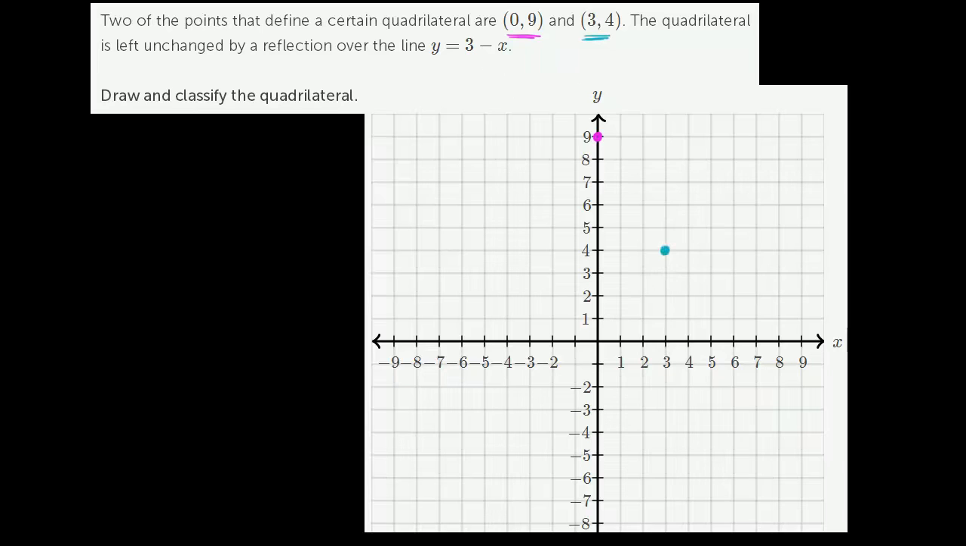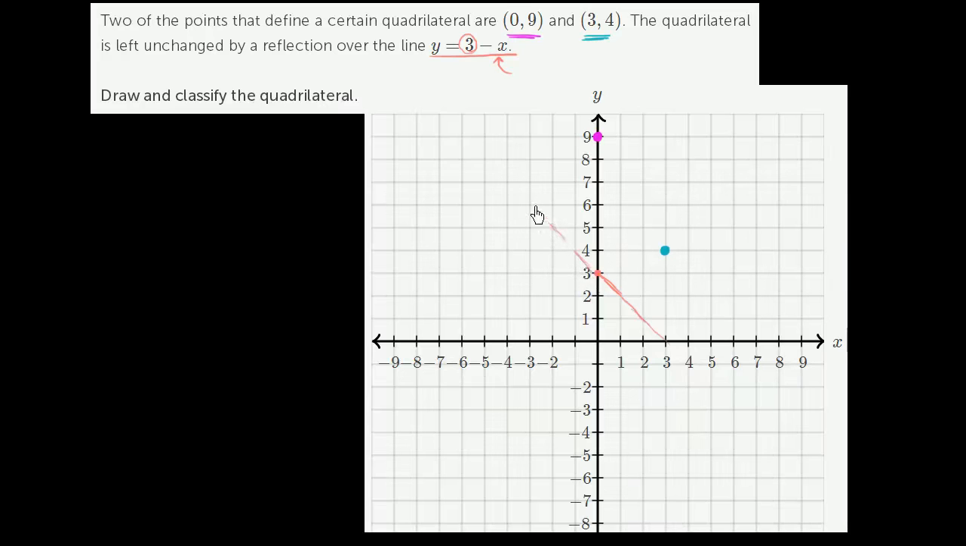And then they tell us that the quadrilateral is left unchanged by a reflection over the line y = 3 - x. So when x is 0, y is 3. That's our y-intercept. And it has a slope of -1. You could view this as 3 minus 1x. So every time we increase our x by 1, we decrease our y by 1. So the line looks something like this: y = 3 - x.